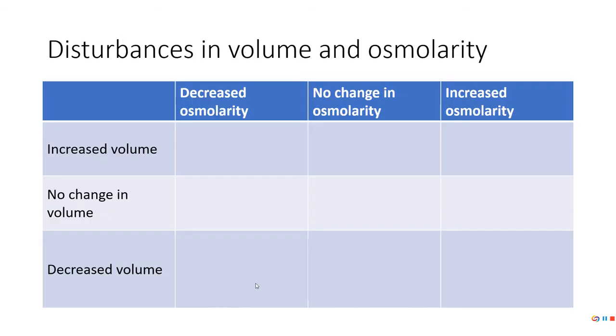Now, when it comes to fluid balance, we have to consider both volume and osmolarity. And so we've got a couple of different ways that this can happen. If we increase volume but decrease osmolarity, that's just you're drinking a lot of water. Okay? We're not changing the amount of salt in our body. We're just changing the amount of water that's in the extracellular fluid.